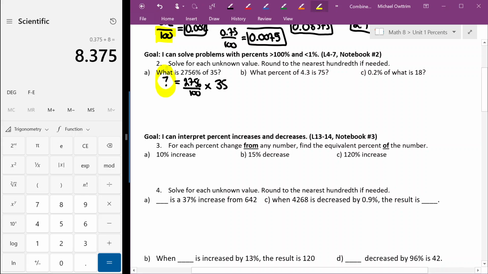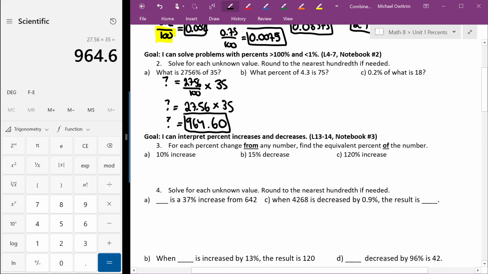Now, in an equation, as long as our unknown is by itself, we can just calculate the other side. And of course, this question mark is in fact the only thing to the left of the equal sign here, so we can just calculate the other side. Calculating our fraction first, our 27.56 divided by 100 gives me 0.2756. Of course, just moving that dot 2 times. And then that 0.2756 multiplied by my 35 gives me my unknown is 9.646. Tells us to round to the nearest hundredth if we need to.